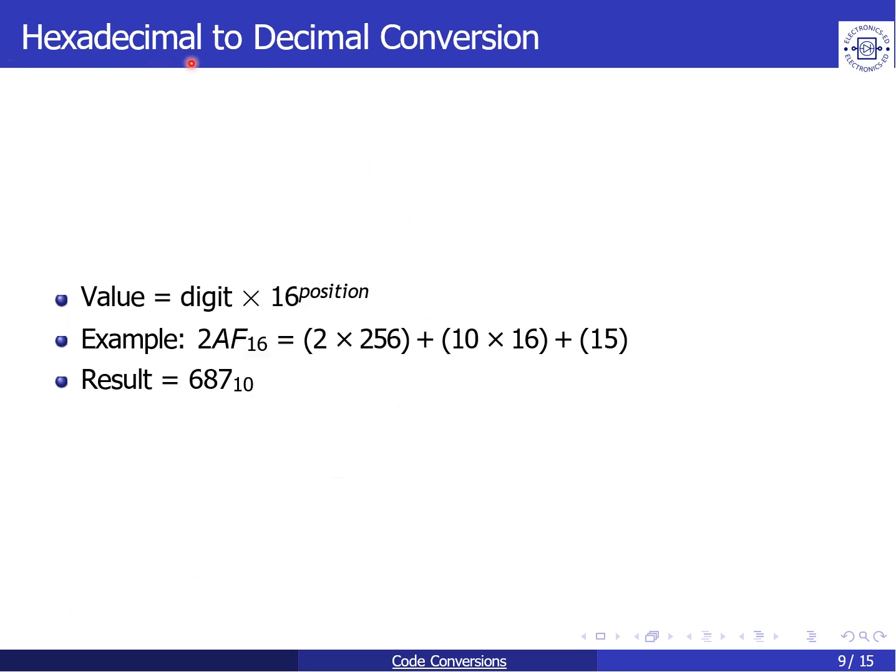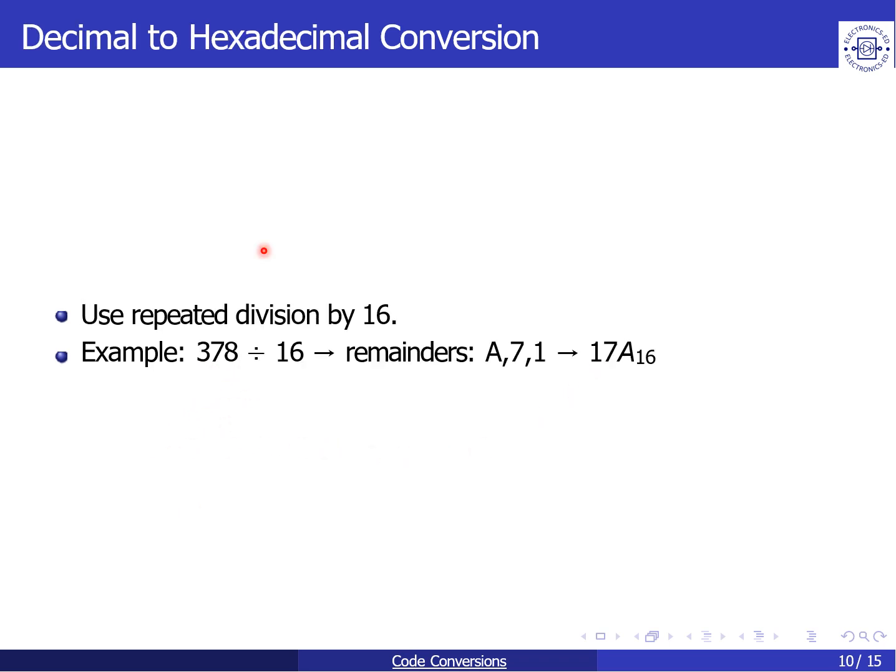To convert a hexadecimal number to decimal, multiply each digit by 16 raised to its positional value, starting from the right. For example, the hexadecimal number 2AF is calculated as 2 times 256, plus 10 times 16, plus 15. That adds up to 687 in decimal. To convert a decimal number to hexadecimal, use repeated division by 16. For instance, divide 378 by 16. You'll get remainders A, 7, and 1, in reverse order. Reading them backwards gives you 17A in hexadecimal.